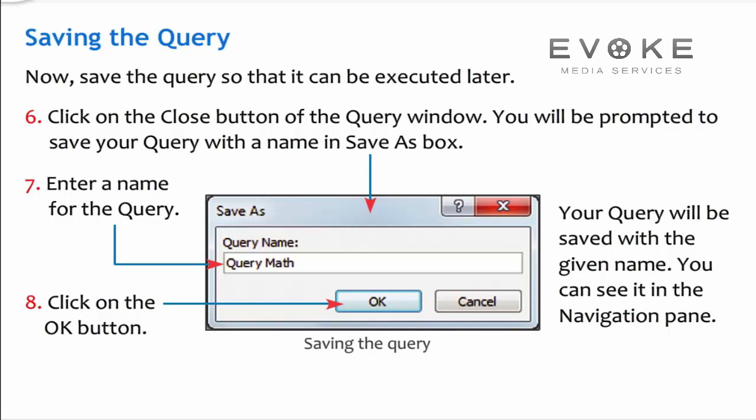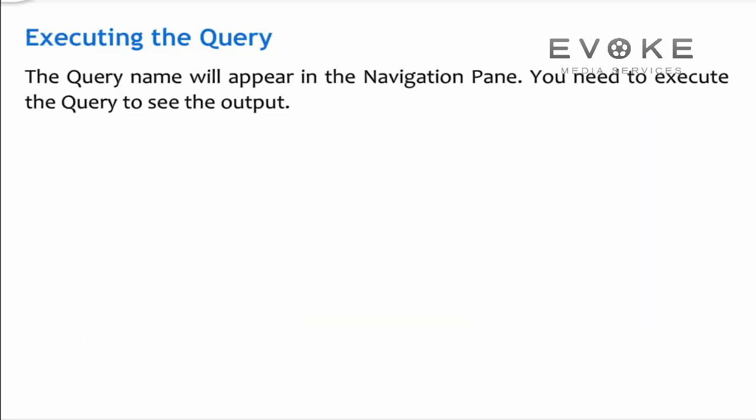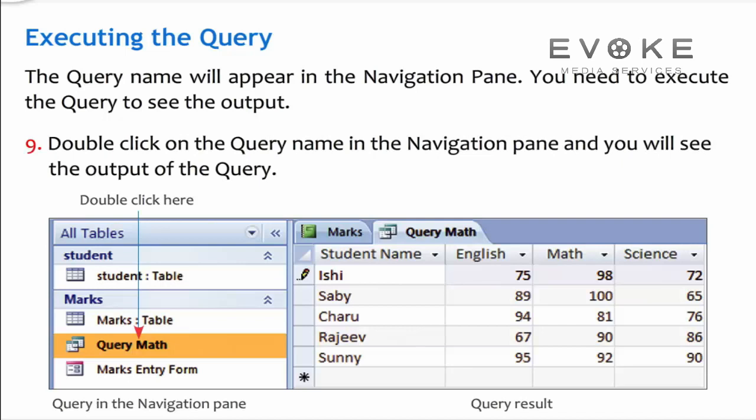Executing the query. The query name will appear in the navigation pane. You need to execute the query to see the output. Double-click on the query name in the navigation pane and you will see the output of the query. Double-click here, query in the navigation pane, query result.